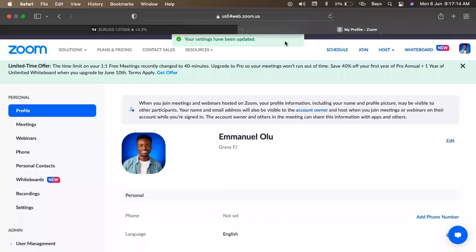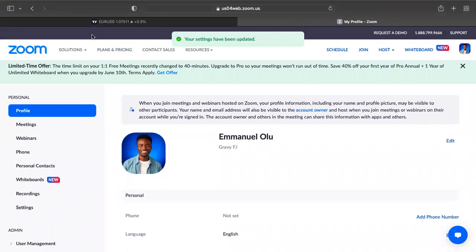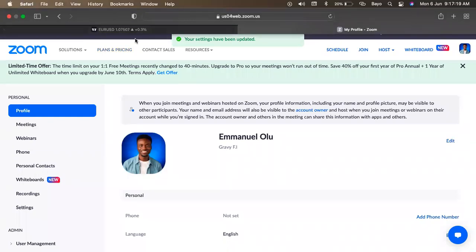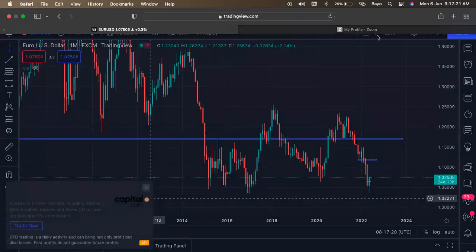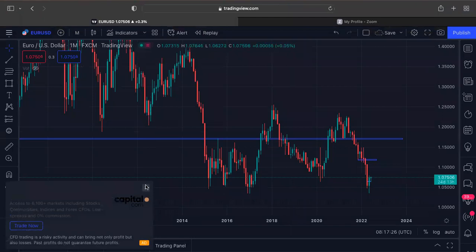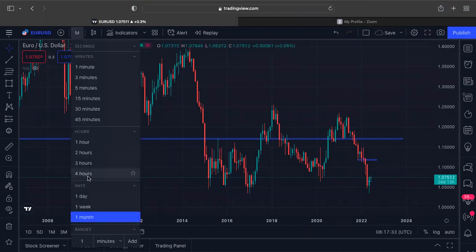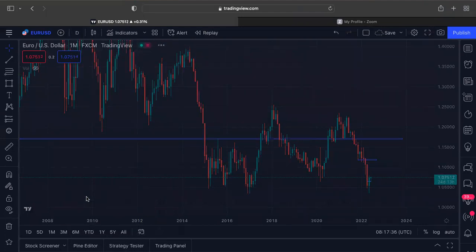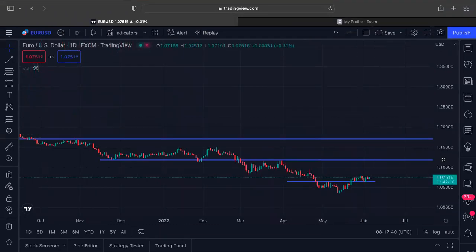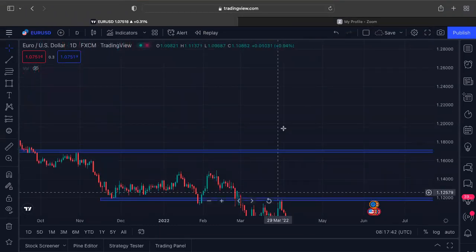Yeah, let's do TradingView. This is EURUSD, and this is a monthly time frame. Actually, I saw the entry first from the daily time frame.